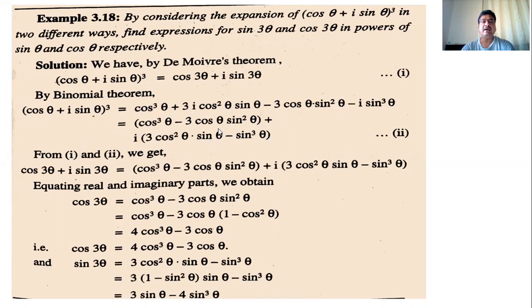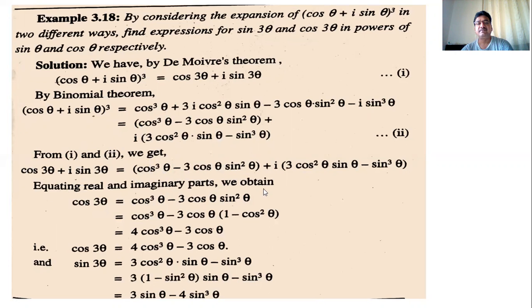Then compare the RHS of equations 1 and 2. The LHS are the same, therefore the RHS are the same. So we have cos 3 theta plus i sin 3 theta equal to this term. Then compare the imaginary part and the real part. The real part in the LHS is cos 3 theta, and in the RHS the real part is this bracket.